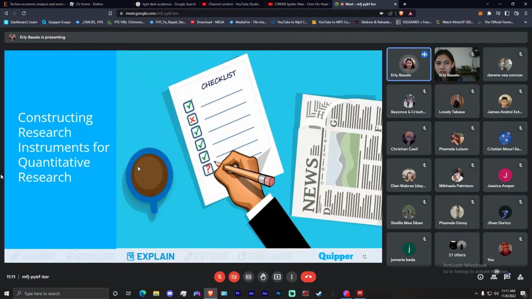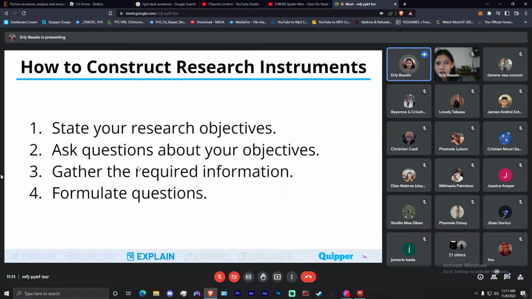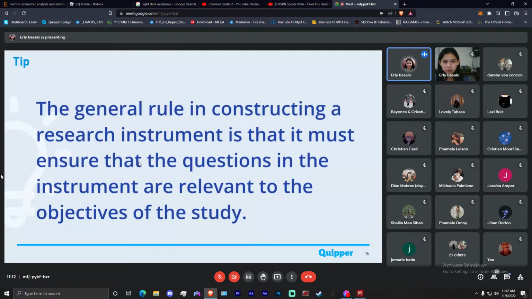In constructing research instruments for quantitative research, we have these guidelines on how to construct our research instruments. First, state your research objectives. In your research instrument, you have to state the objective first. State the objective of your research, ask questions about your objectives, then gather the required information and formulate questions.